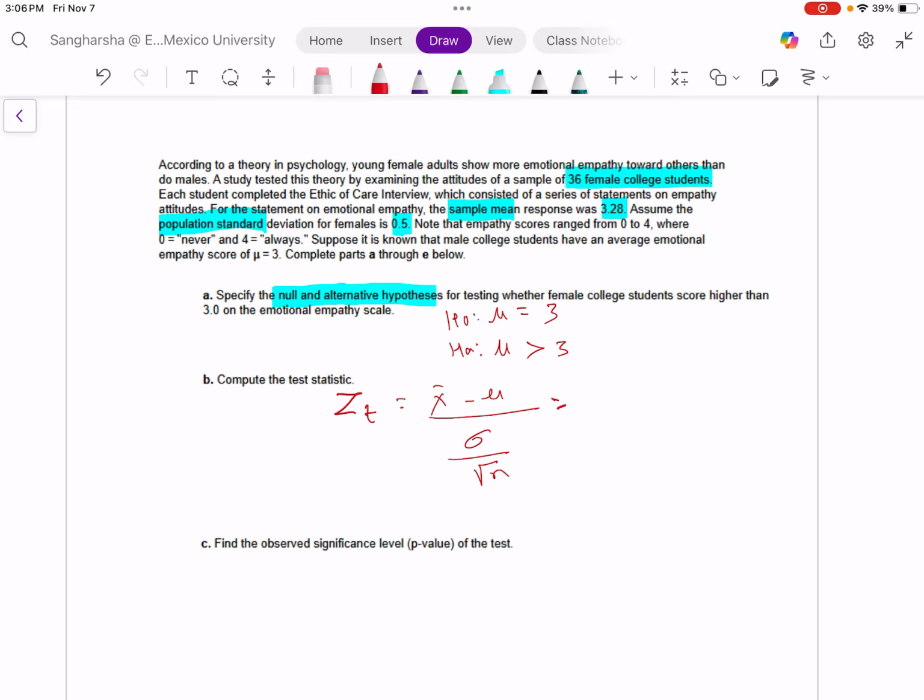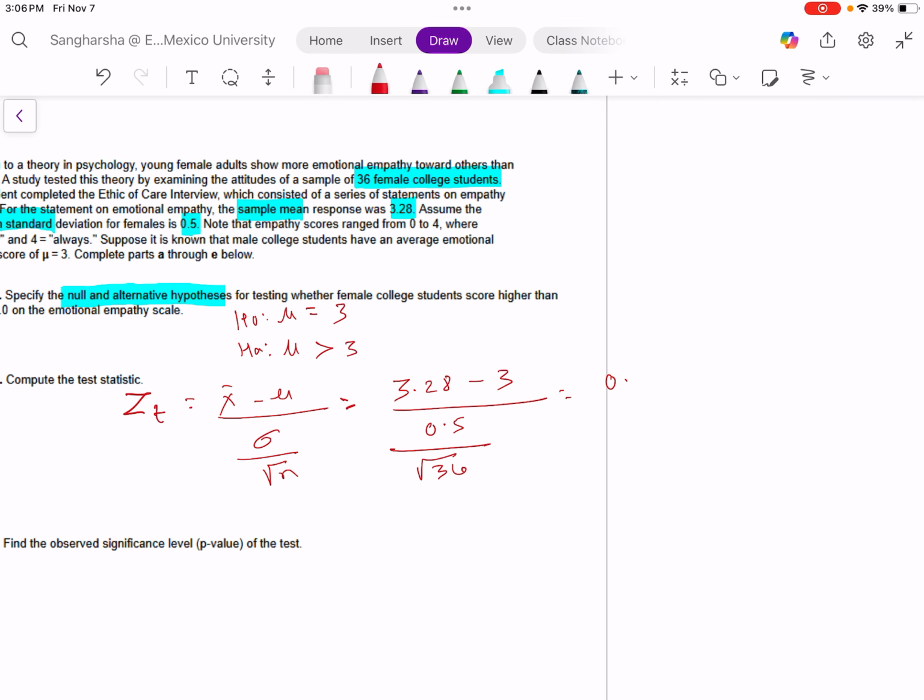X bar is 3.28, mu is 3, sigma is 0.5, and n is 36. So 3.28 minus 3 is 0.28, divided by 0.5 divided by square root of 36, which is 6. 0.5 divided by 6 is 0.083, and 0.28 divided by 0.083 equals 3.37.